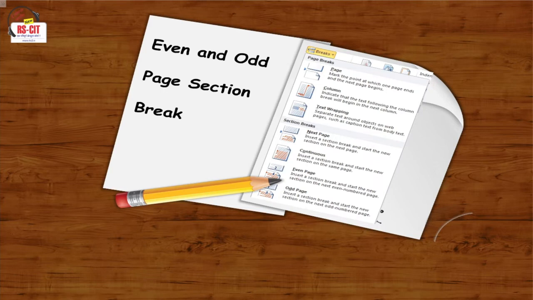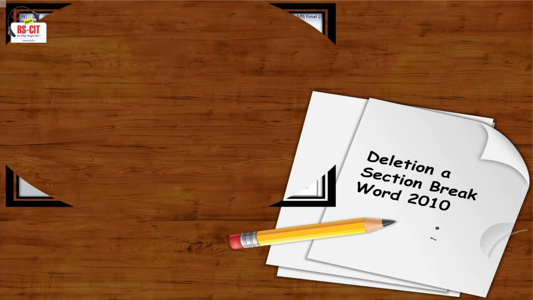In addition to inserting section breaks where you need them as you are typing your document, you can also select text and insert section breaks around that text. The method is the same, and you use the same options on the section break menu. Deleting a section break.